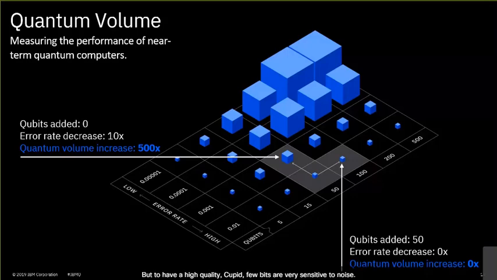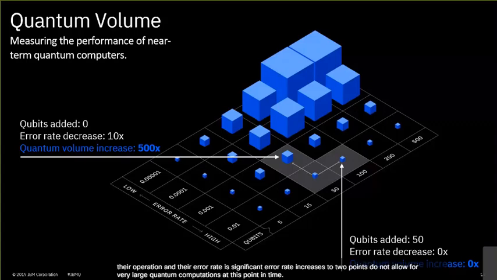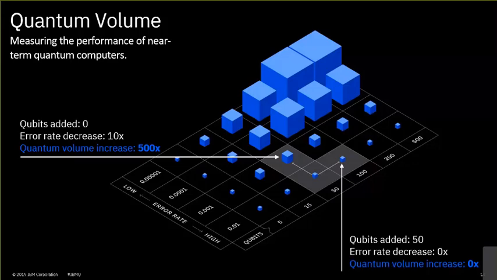a high quality qubit. Qubits are very sensitive to noise, and if their operation and their error rate is significant, the error rate increases to points that do not allow for very large quantum computations at this point in time. And this diagram is intended to show that if you're, let's say, going from 50 qubits to 100 qubits without improving the error rate, then you'll see no gain in quantum computational power.